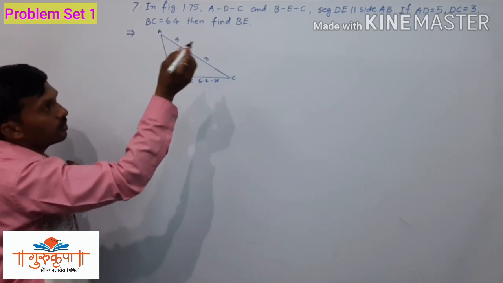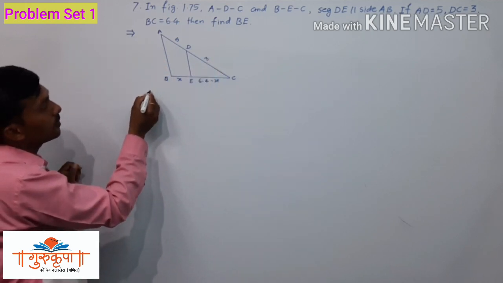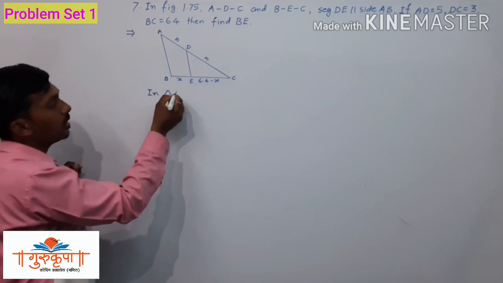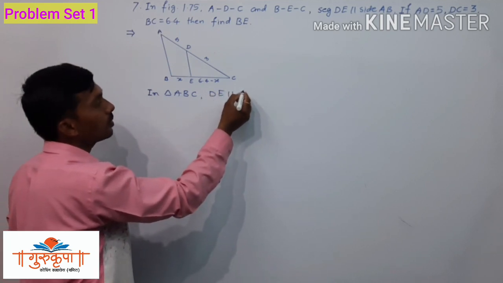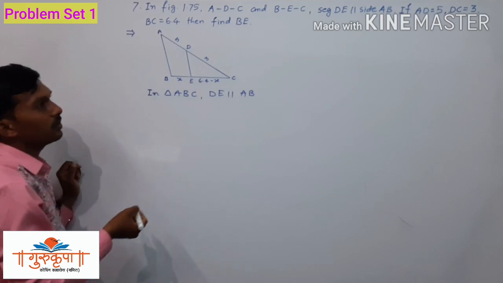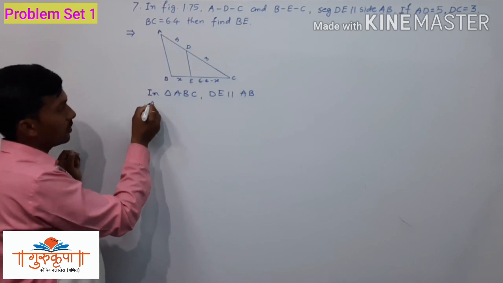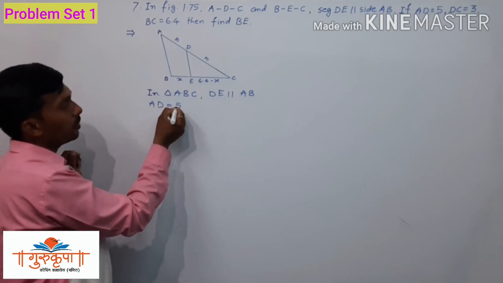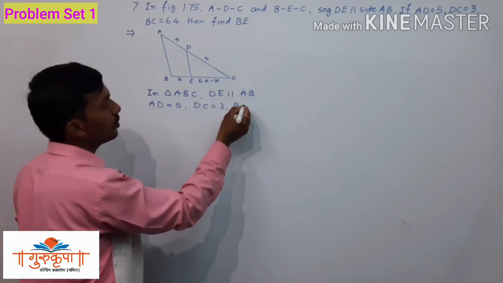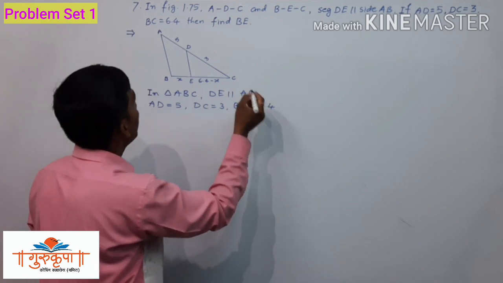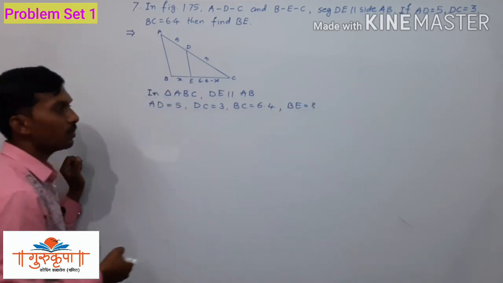So we have the available information in the above figure. In triangle ABC it is given that DE is parallel to AB. It is also given that AD is equal to 5, DC is equal to 3, BC is equal to 6.4, and we have to find BE. So we write BE is equal to question mark, that is what we have to find.